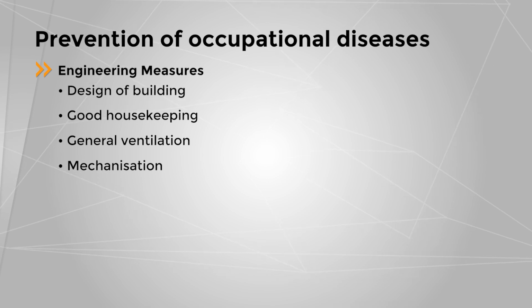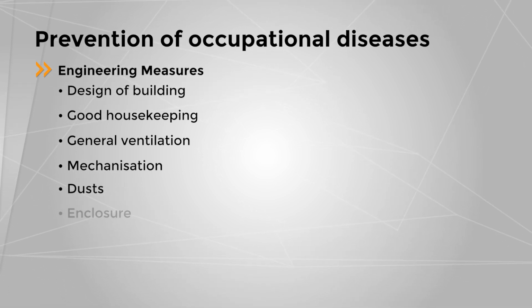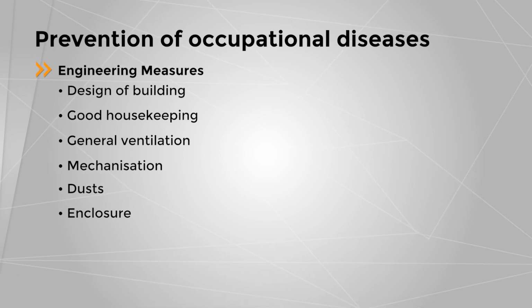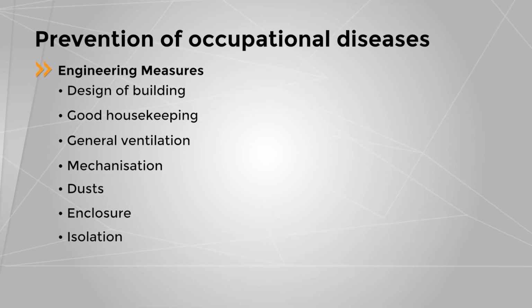Wherever it is possible that mechanization can be done, hard human labor should be avoided. That is again possible with engineering measures. Then dust has to be removed, and enclosure has to be very carefully done: if there is an enclosure, what is the supply of air, from where is air coming into that particular enclosure. Isolation, sometimes isolation is good but not always.